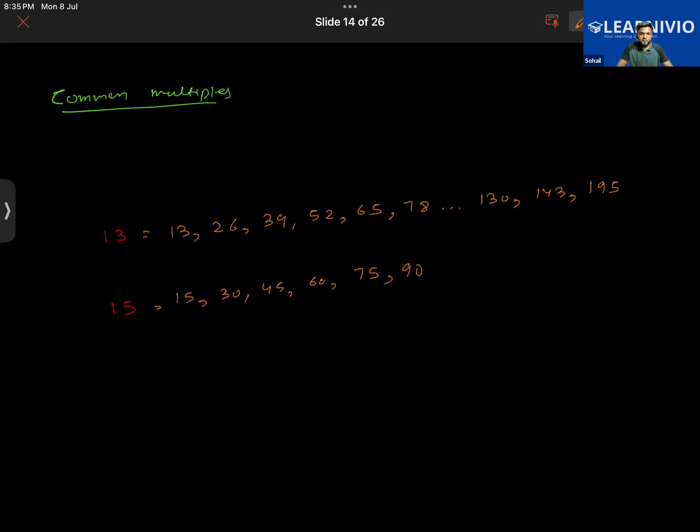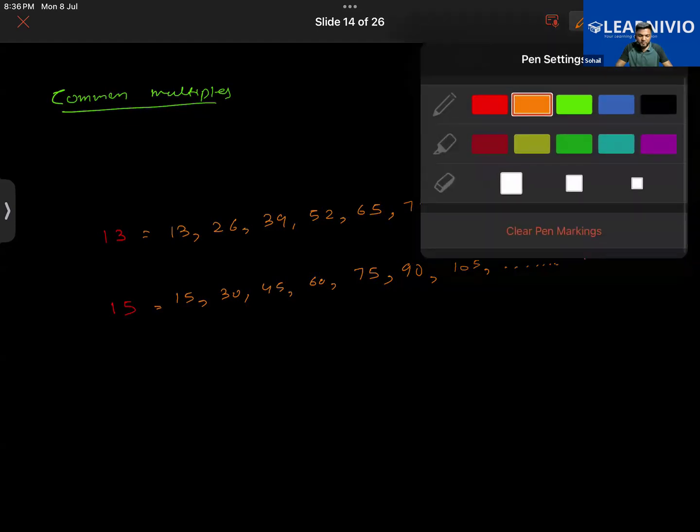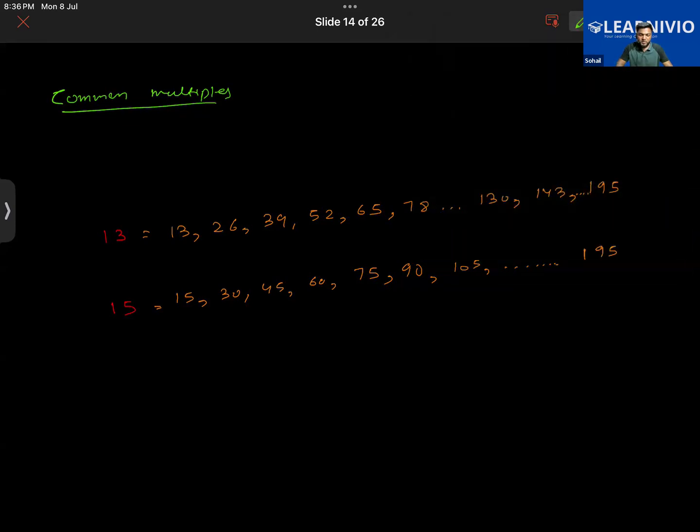13 15s are 195. Similarly, here you'd be having 15 sixes are 90, 15 sevens are 105. Like this, you will continue, and there you'd be having a number like 195 also. Like 15 13s are 195. So what we observe here is that the number 195 is a multiple of both numbers, which is common for both of them.